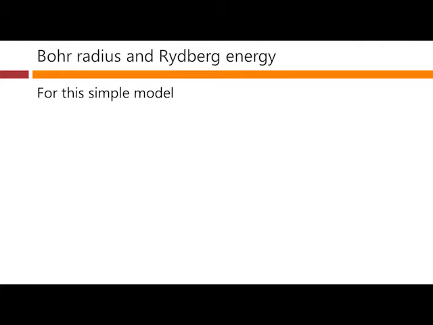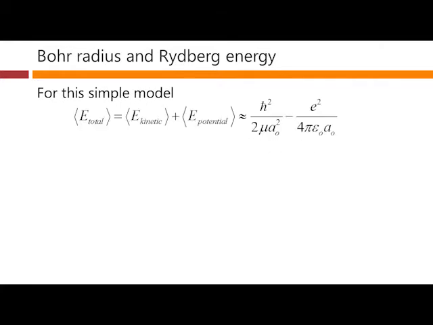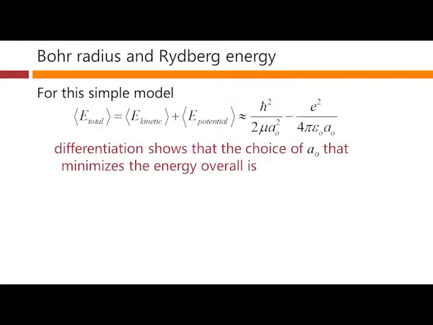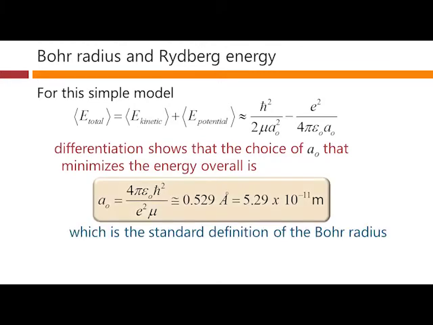And for this simple model then, with our total energy written like this, by differentiation and trying to find the minimum, we'll find a choice of A0 that minimizes the energy overall. And that will be this choice here. So simple differentiation to find the minimum as we adjust A0 would give us a value of A0 of this form here. And that form corresponds to about half an angstrom, or about 5 times 10 to the minus 11 meters. And that we will call the Bohr radius.